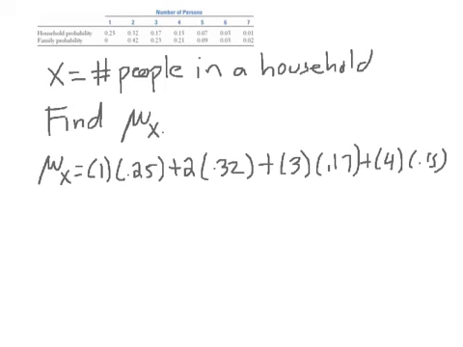0.15, and then I'll just write dot, dot, dot, plus dot, dot, dot, and you basically do that for each one. And just trust me that if you do this, it'll all end up to be about 2.6. And so 2.6 is the average number of people in each family.